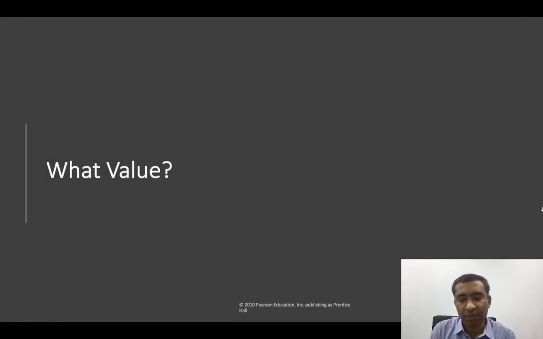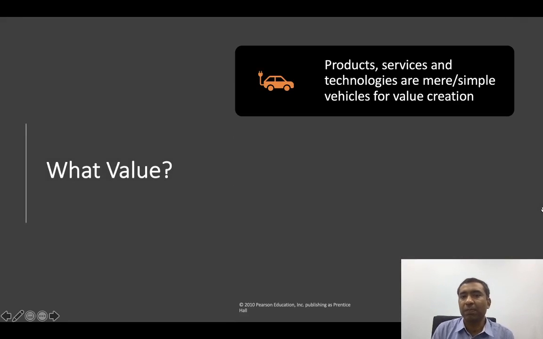Now if I say what value, it means that the product, services and technologies are merely a simple vehicle for value creation. So if you are giving new technology, a new product or new services to your customer, you should highlight what type of values these products, services or technologies are bringing to the customer, what is new, why you want to purchase it, how the product is going to serve you.